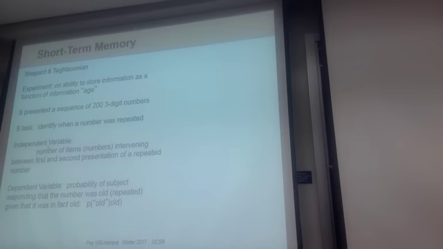And so the independent variable, or what they manipulated, was how many items were between the first and the second presentation of that number. So were there 8 other numbers in between, or 20, or 2? They were interested in the probability that the subject correctly said, this is a repeat.